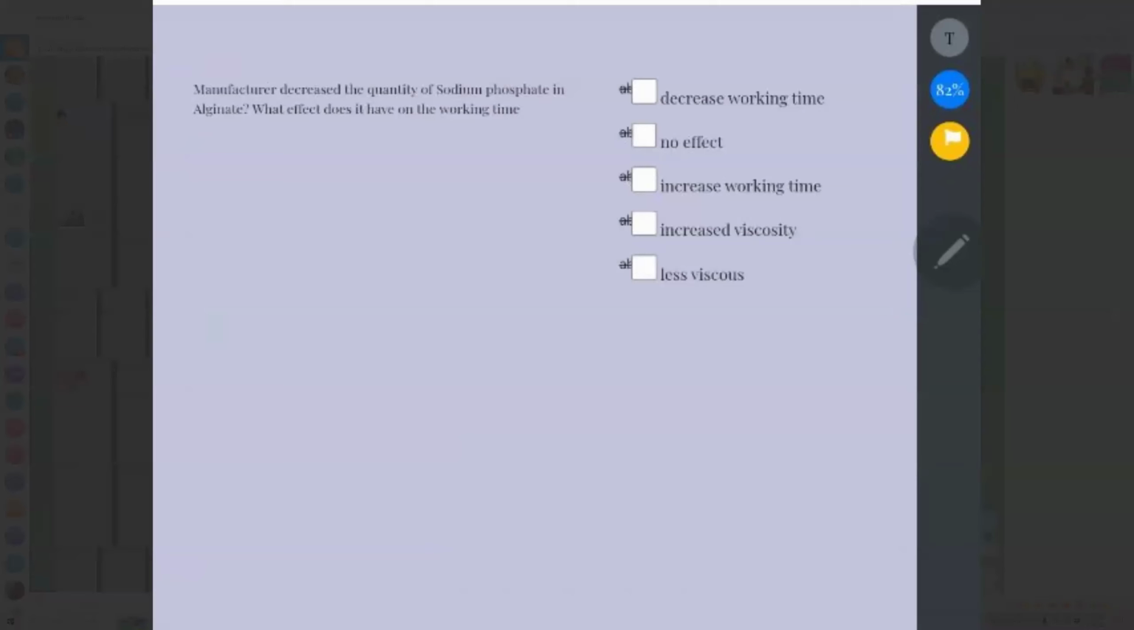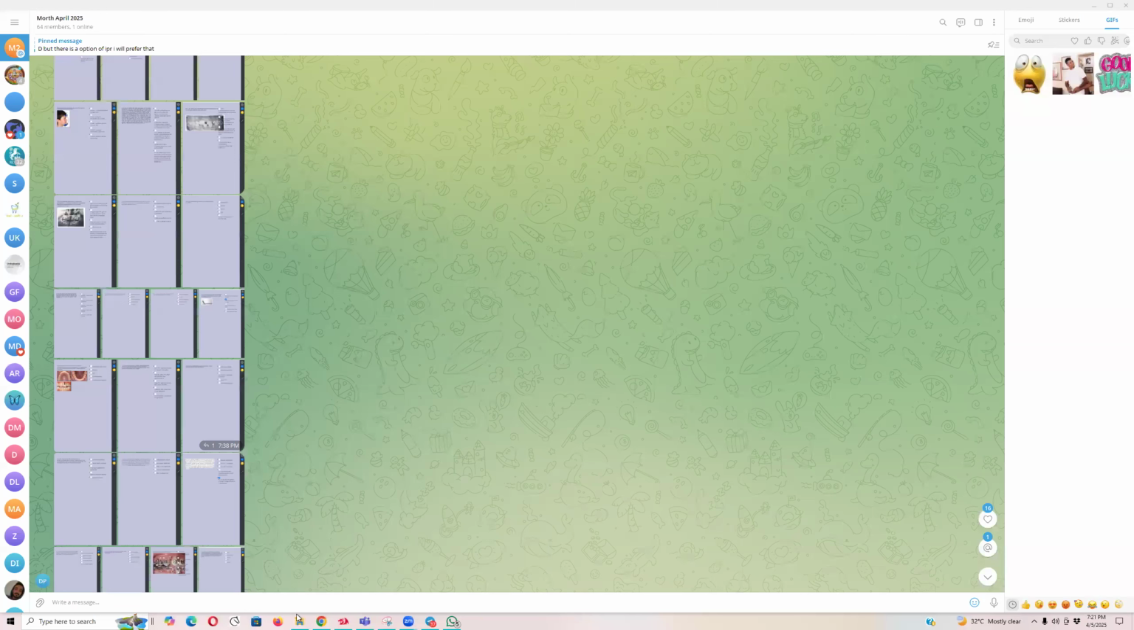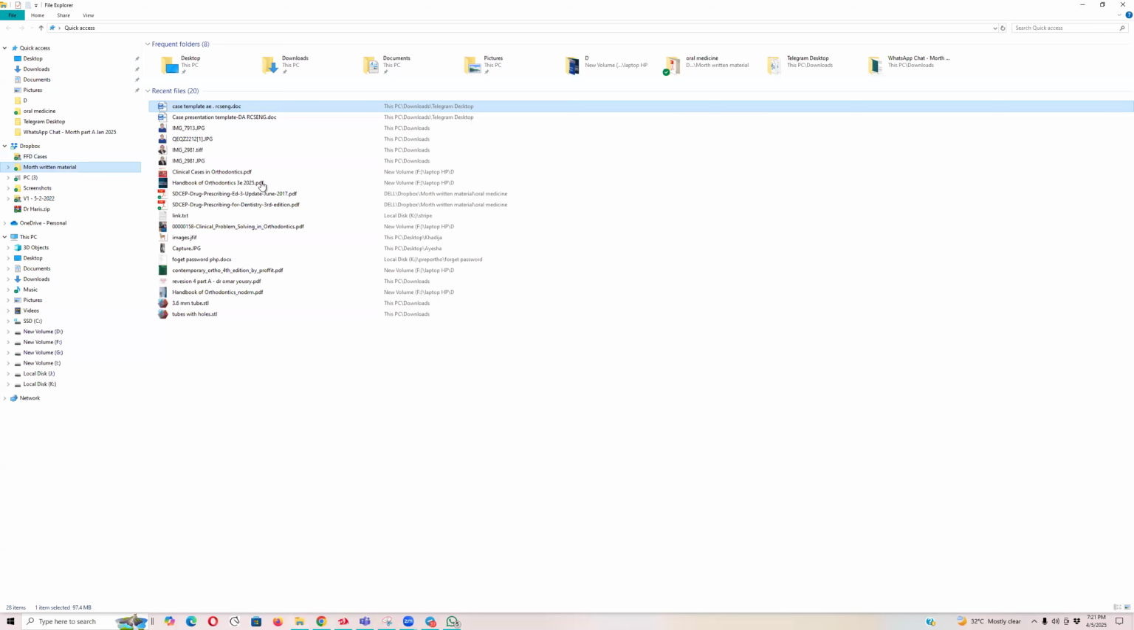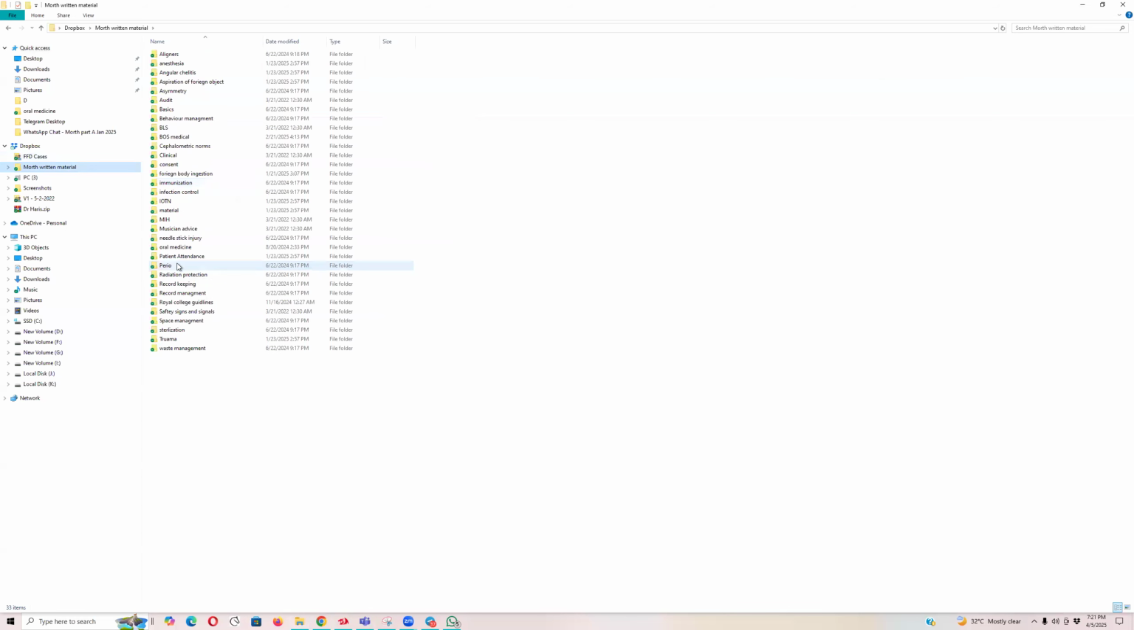Manufacturer decreases the quantity of sodium phosphate in the alginate. What effect does it have on the working time? So what's the function of sodium phosphate? It's a retarder. Is it sodium or calcium phosphate? No, it's sodium phosphate. It can be both, yes, both calcium phosphate and sodium phosphate. Both are retarders. Let me double check.